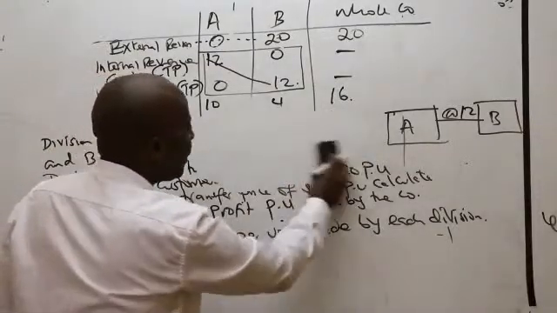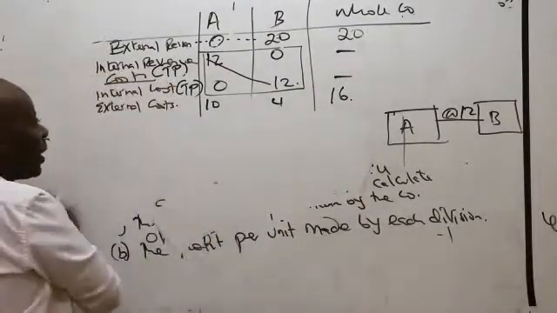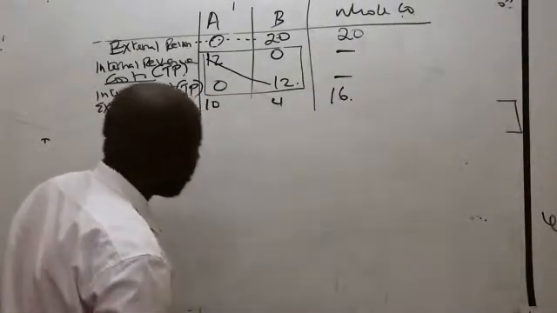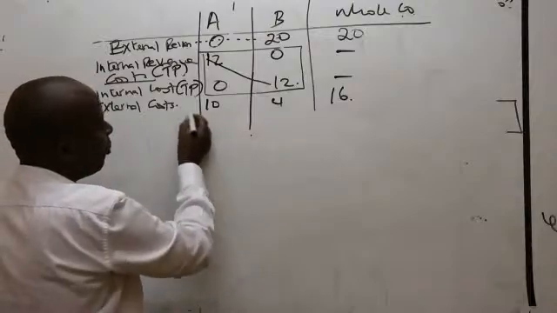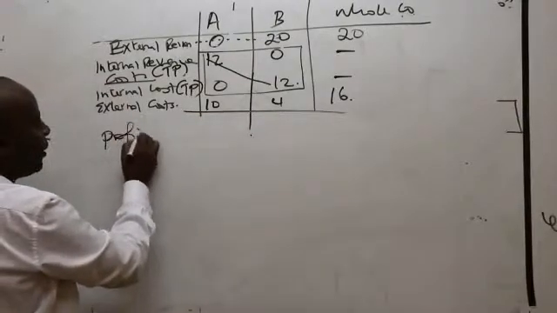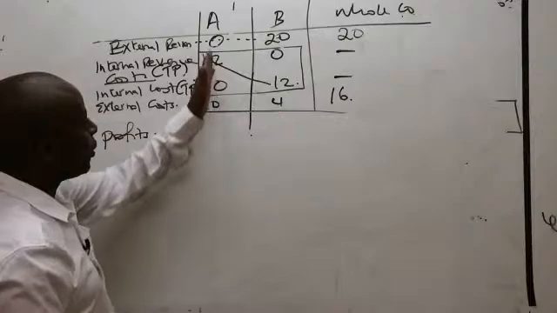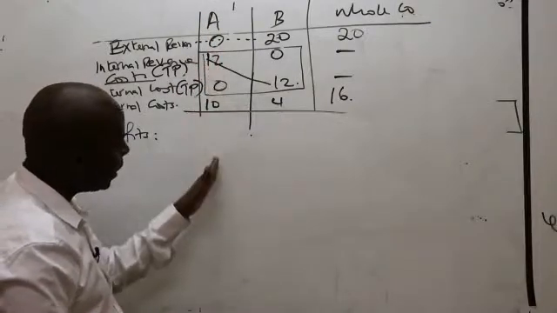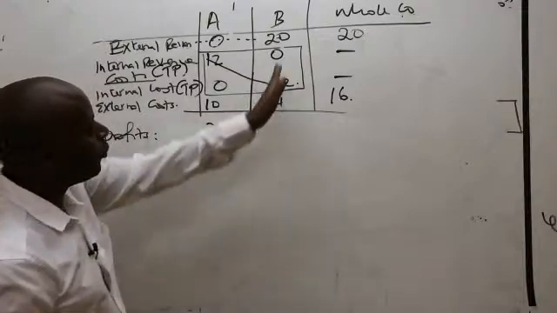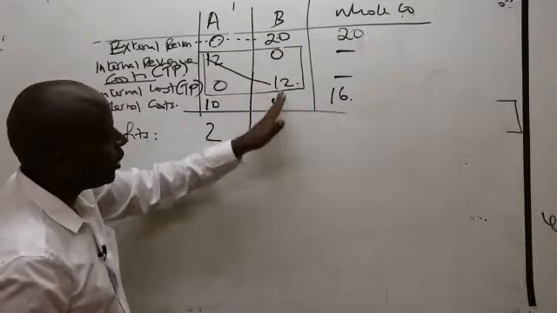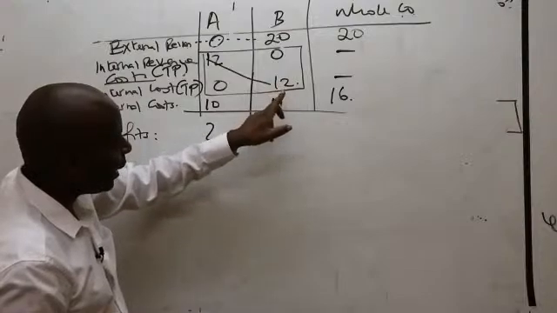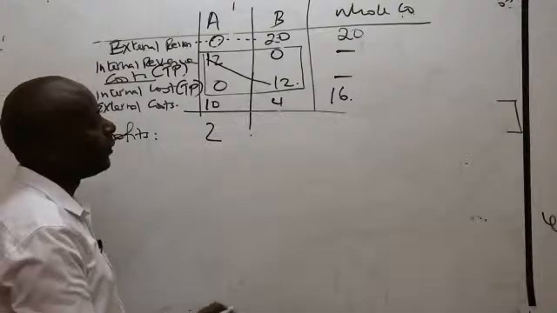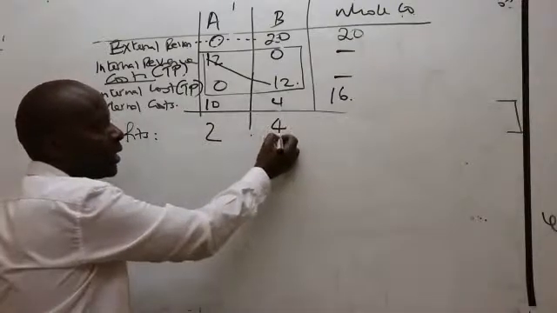Now, ladies and gentlemen, if that is agreeable, come and give us profits. So for profits, we have, of course, revenues minus costs. Now you will talk of 12 minus 10, which gives me 2. Here we'll talk of 20 minus 16, 20 minus 12 minus 4. So 20 minus 16, that will give us what figure here, somebody? That gives us 4, right?